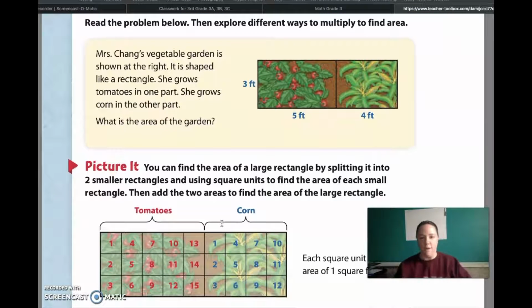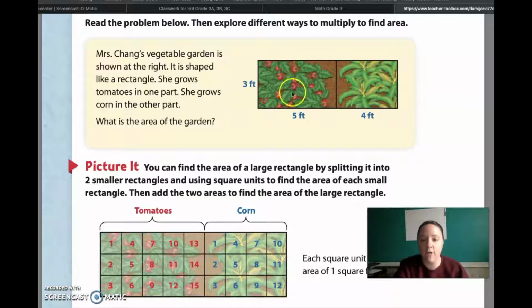Okay, let's look at this problem. Read the problem below. It says, then explore different ways to multiply to find area. Mrs. Chang's vegetable garden is shown at the right. It is shaped like a rectangle. She grows tomatoes in one part. She grows corn in the other part.